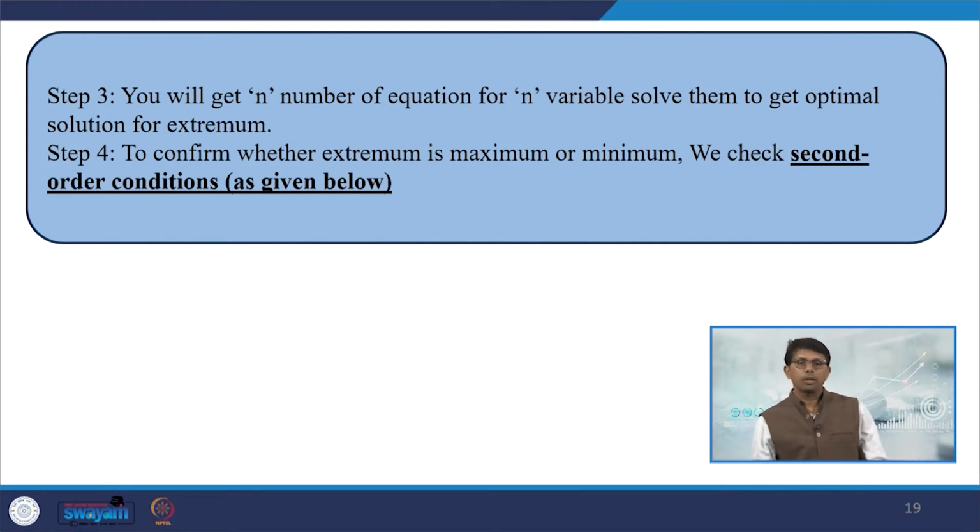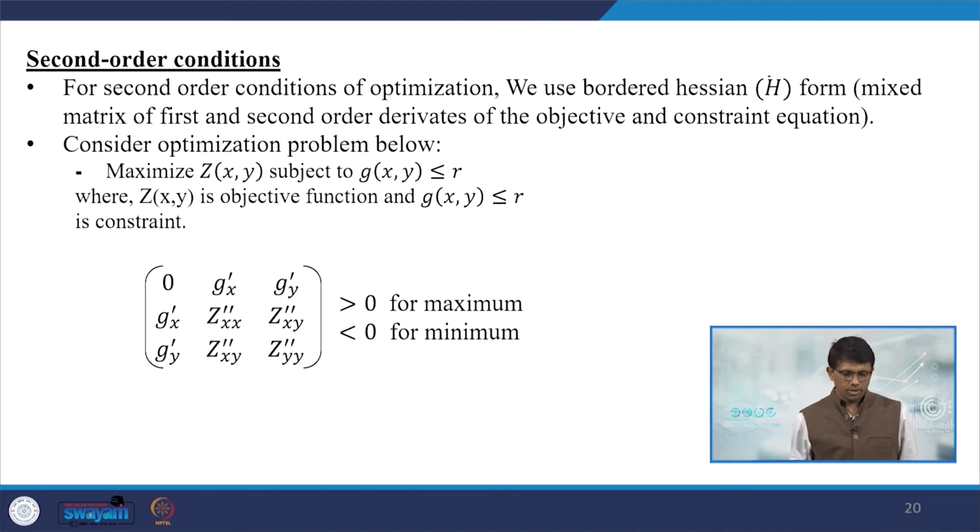You will get n equations for n variables, and to solve them to get the optimal solution for the extremum. Then the fourth step is to confirm whether the extremum is a maximum or minimum, and we check the second order condition as below. When there are first order and second order conditions, they all together decide the solution. We use the bordered Hessian determinant, that is the H form, a mixed matrix of first and second order derivatives of the objective and constraint equations.